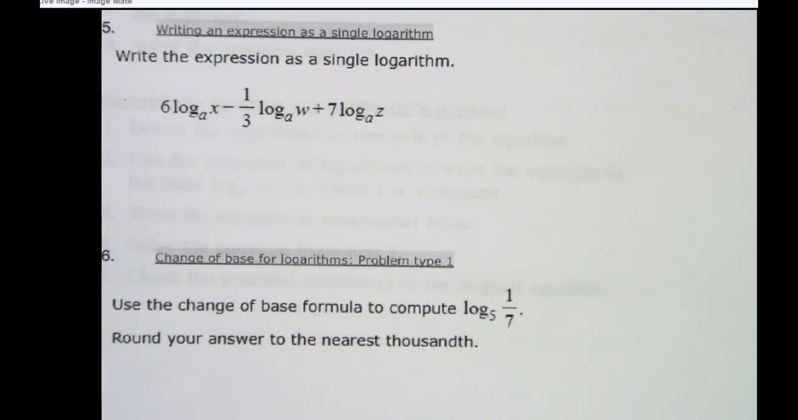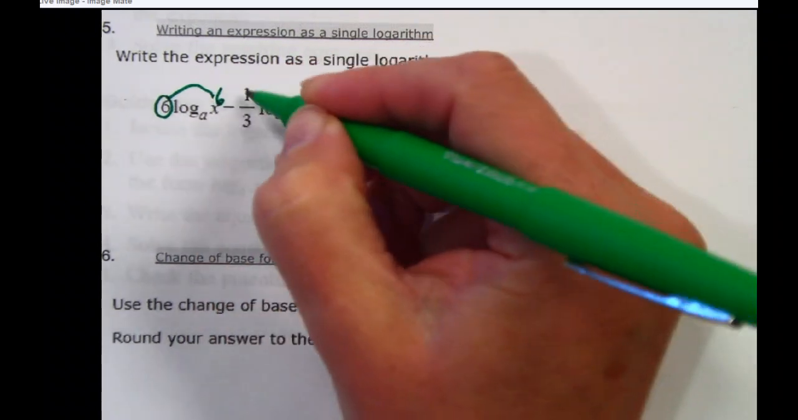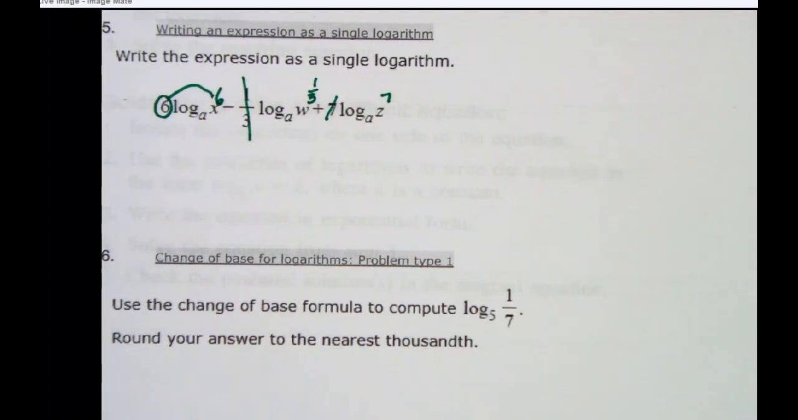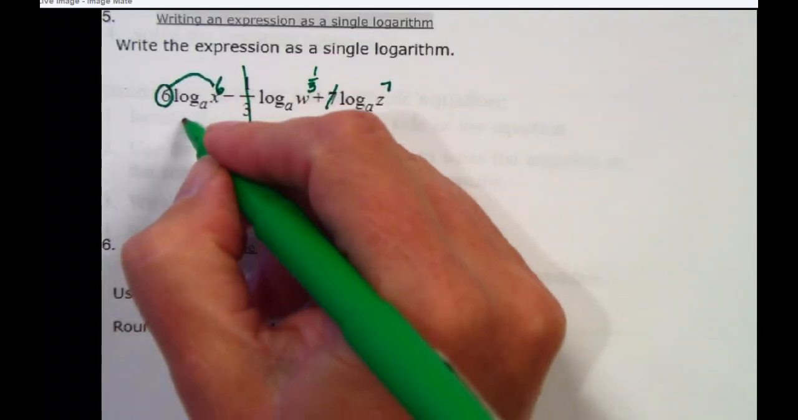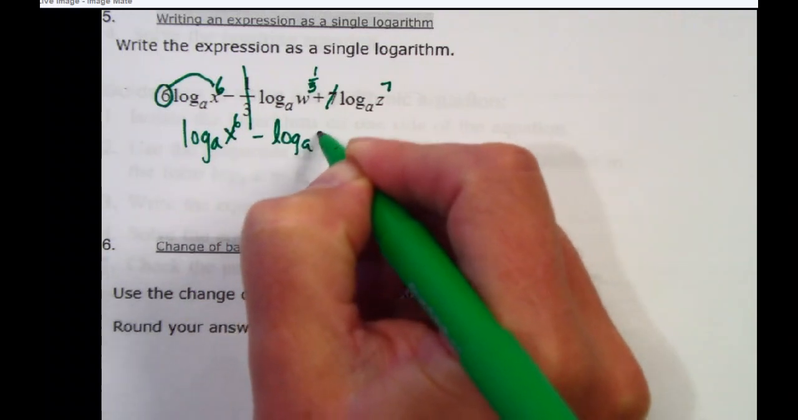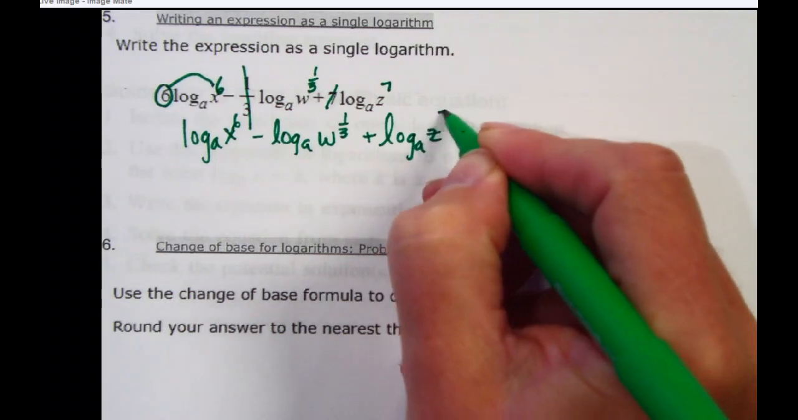And this is kind of like, remember when we were doing direct joint variation and you watched in order if we were multiplying or dividing? It's kind of similar stuff here. Before we can do anything, you can't have coefficients. Those all need to be rewritten as exponents. I'm going to clean that up. That's pretty ugly. Log a w to the 1/3 plus log a z to the 7th.